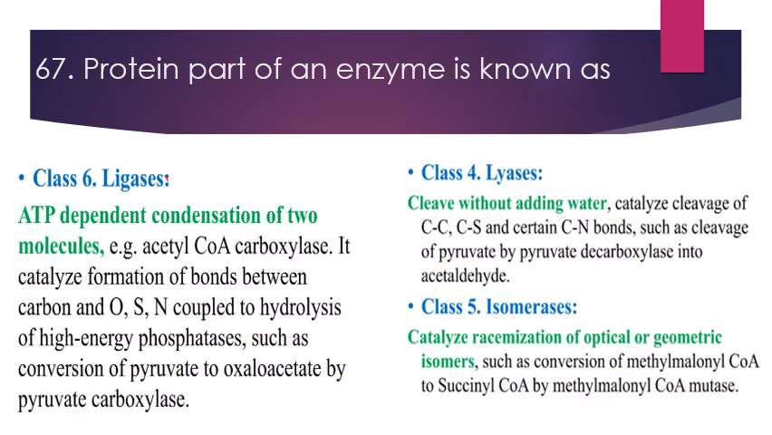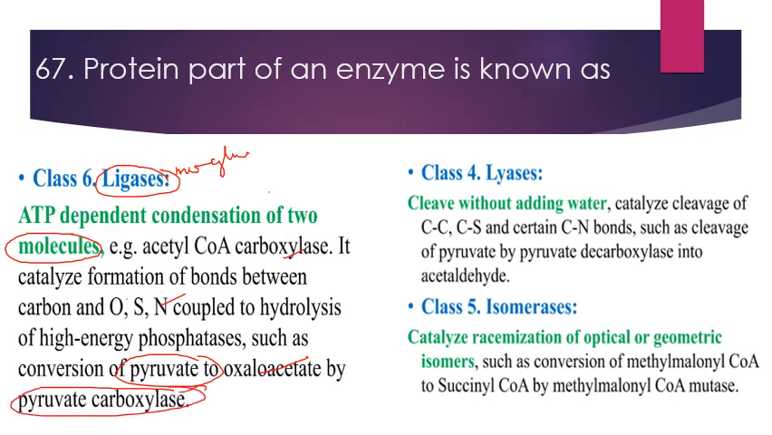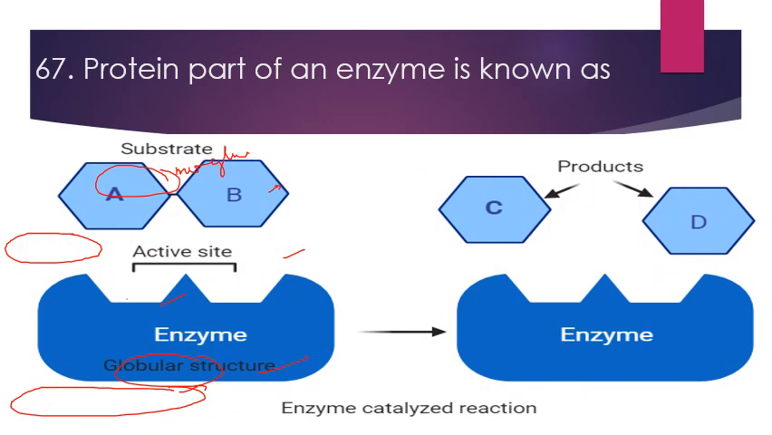The next category of enzymes on the basis of its function is ligases. So these are commonly known as molecular glues. So ये glue की तरह काम करते हैं, means they help in joining the bonds. So ATP dependent condensation of two molecules, it requires energy. For example, acetyl coenzyme A carboxylase. So it catalyzes formation of bond between carbon and oxygen, sulfur, nitrogen, coupled to hydrolysis of high energy phosphates, such as conversion of pyruvate to oxaloacetate by pyruvate carboxylase. So it helps in formation of bonds, and this reaction is ATP dependent.